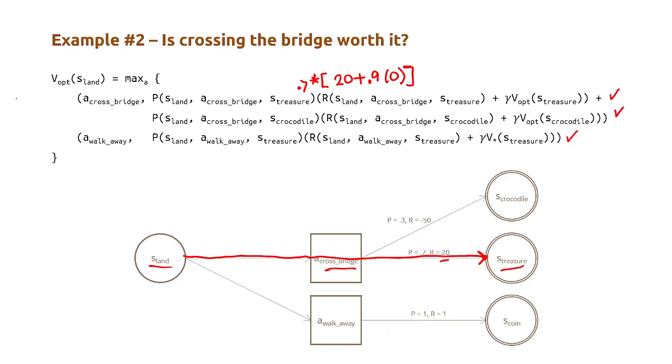You know what? I'll just write it here on the left side. 0.7 times 20 plus 0.9 times 0.